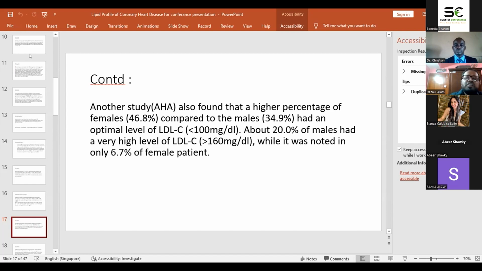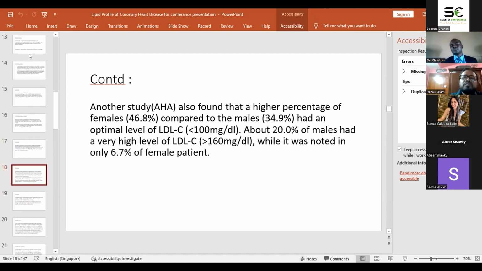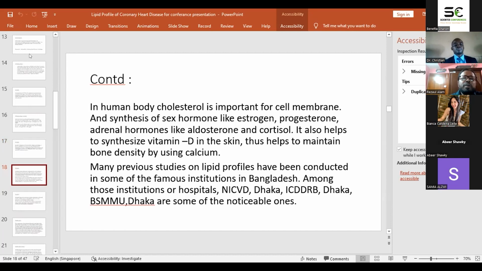This is because the female remains protected before the premenopausal period with the female hormones. In the human body, cholesterol is important for cell membrane and synthesis of sex hormones like estrogen, progesterone, and adrenal hormones like testosterone, cortisol. It also helps to synthesize vitamin D in the skin, thus helps to maintain bone density by using calcium.